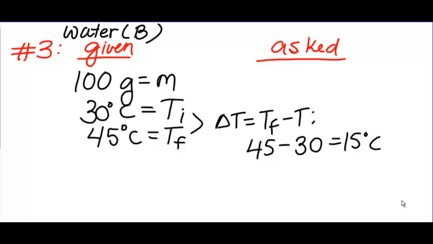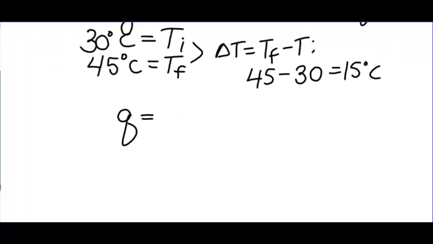Are there any more numbers? I don't see any. So the next thing I go is, what do they want to know? What are they asking me for? Where's the question word? What is the total amount of heat? Okay, so they're asking me for heat, which is Q. Are there any phase change words? Anybody see melt, freeze, boil, vaporize, condense? No. So I am using that first equation. Q equals M times C times delta T.